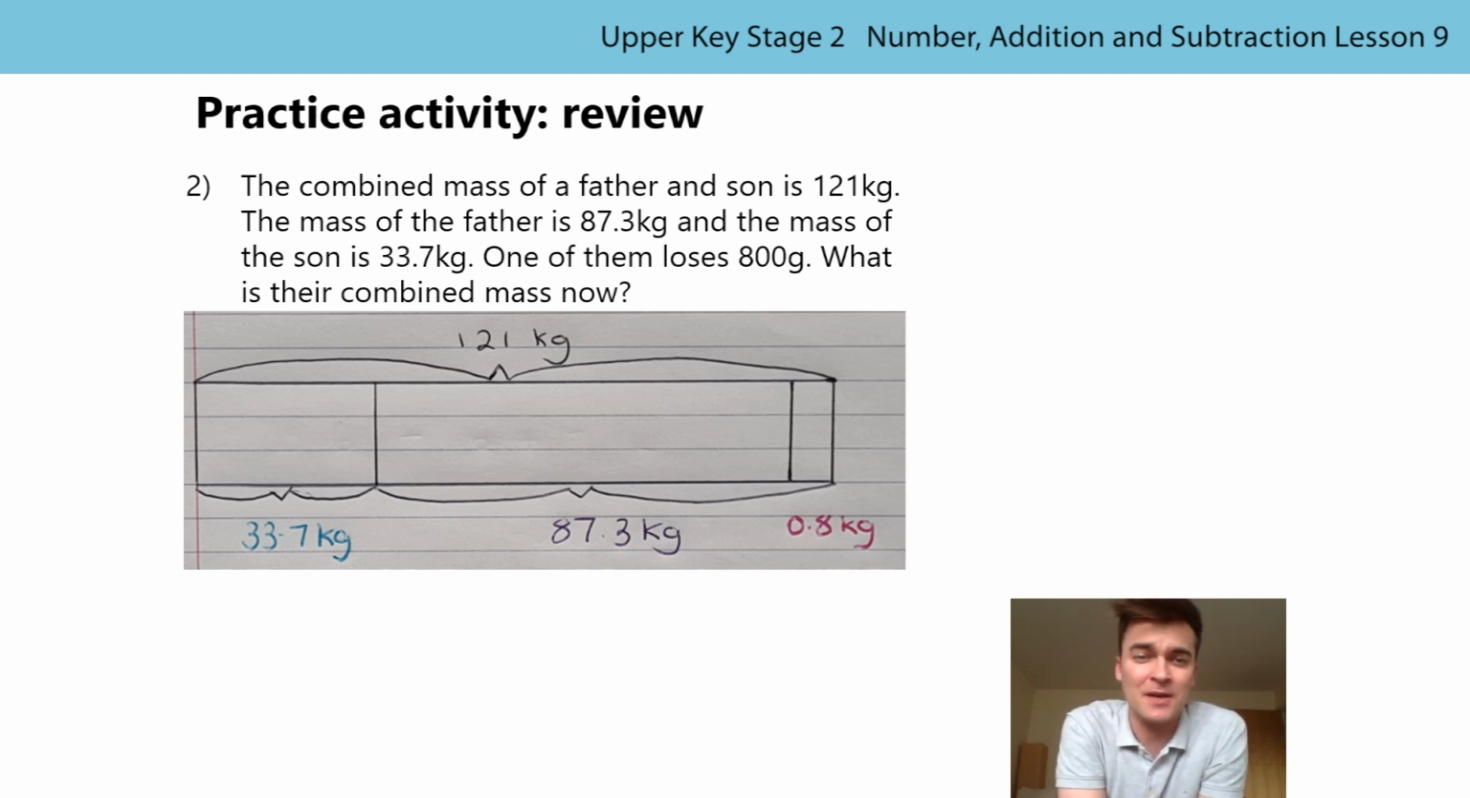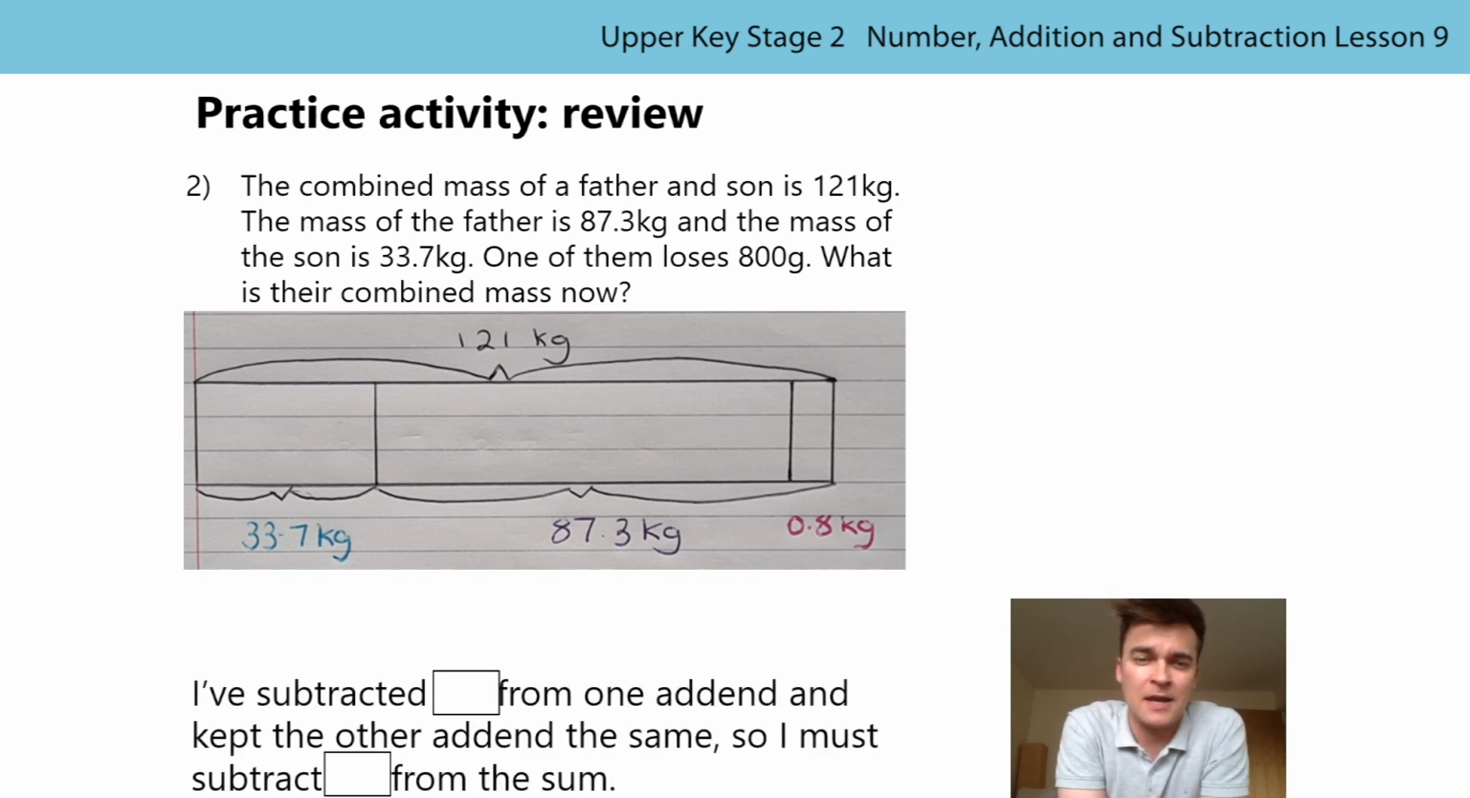We don't know whether it was the son or the father that lost the weight, but we do know that it was one of them. And because of that, we know that we can subtract 0.8 from the whole. Have a go at reading the sentence with me again, filling the gaps as you go. I've subtracted from one addend and kept the other addend the same. So I must subtract from the son.